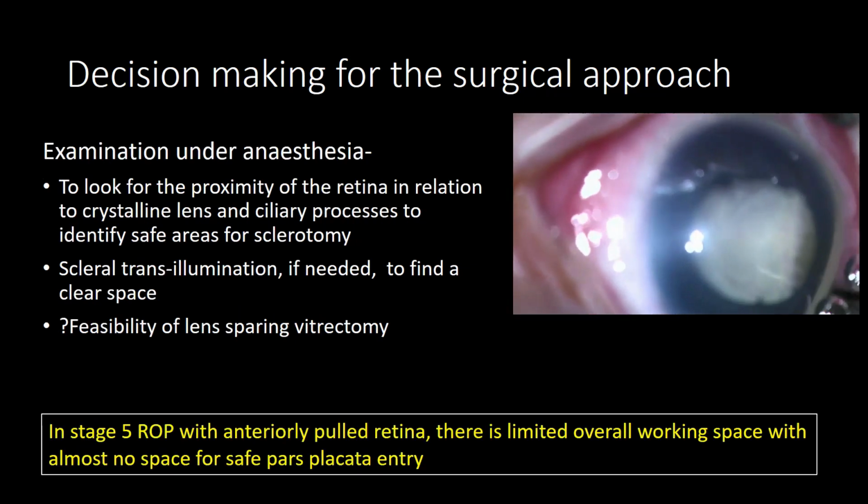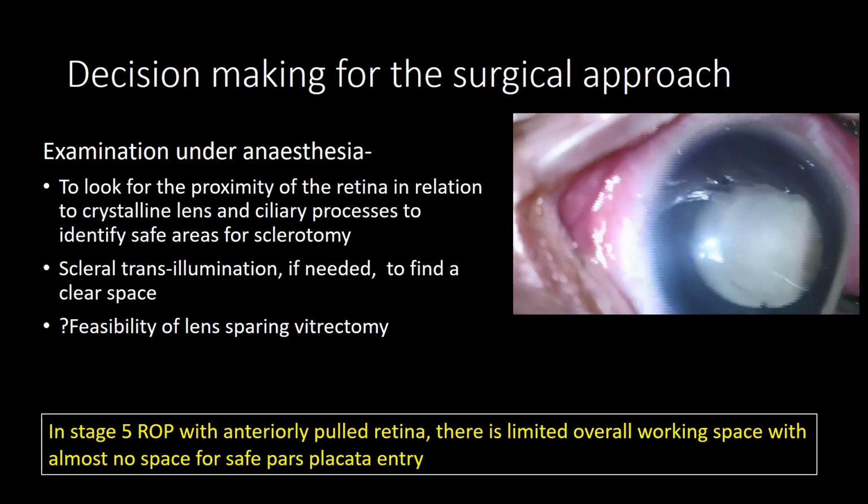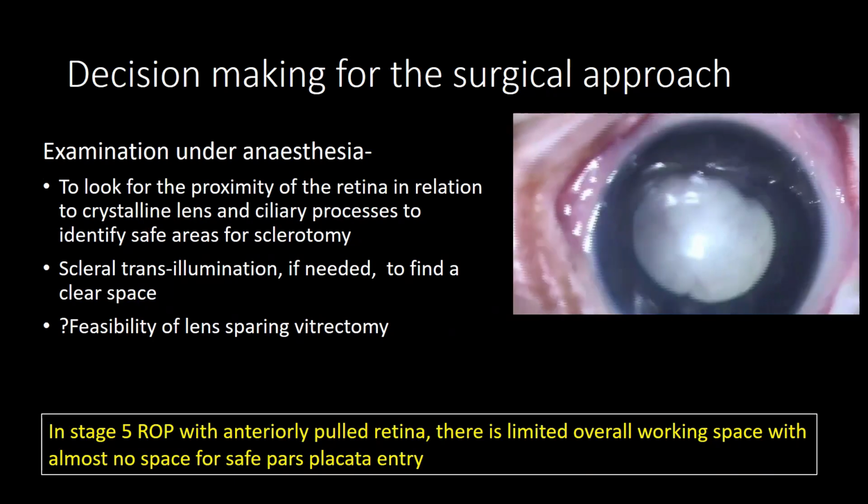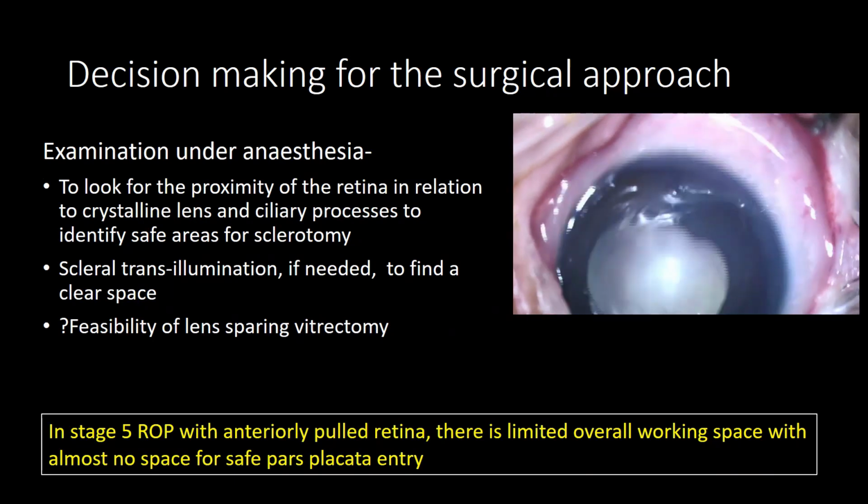Always you make a lot of decisions, as again Parag said, under anesthesia. You speak to parents before surgery and tell them that maybe I'm going to examine the baby under anesthesia, and then I'm going to change my decision, my treatment plan may change. So look again at the proximity of the retina in relation to the lens, whether I should be able to do lens sparing, but in most of stage 5, eventually you sacrifice the lens. Very rarely you will be able to save the lens.